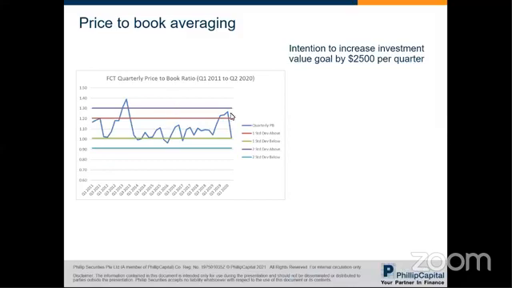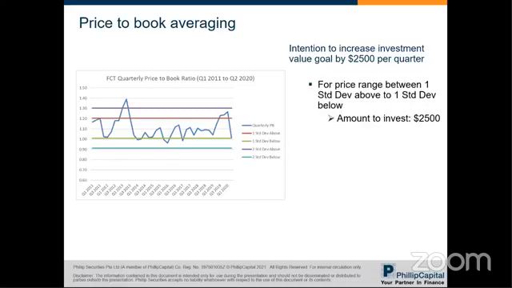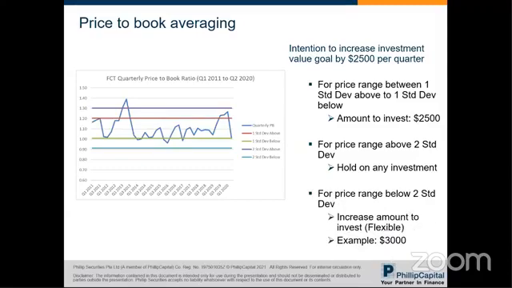Then we calculate the standard deviation. So you can see what the standard deviation is. For a standard deviation between below 1 and above 1, we invest 2,500 per month. However, in case the price is above a standard deviation of 2, then we may not invest in that quarter. In case the price is below the standard deviation of 2, we increase the amount to invest. When it's above 2, we do not invest. However, when it's below 2, then maybe you can put a higher amount, let's say 3,000 or 4,000. So for this one you need to set a plan to invest.